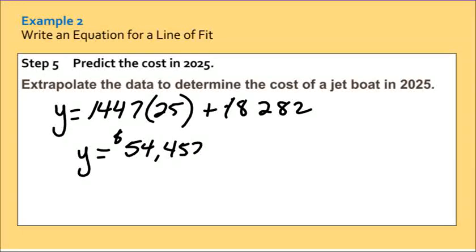Now keep in mind, when you create your equation for a scatter plot, your equation compared to somebody else's might be slightly different because it depends on where they drew their line and what points they used. But it should be fairly close to each other. So when I have 54,457, somebody else could get a little over 55,000. And that would be okay because we're just doing an estimated cost based on an estimated equation of a line.